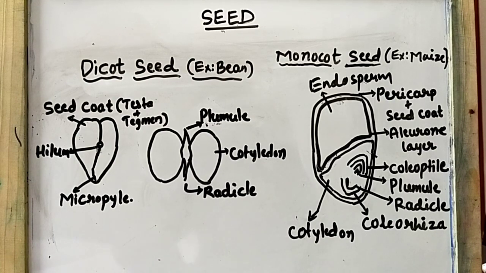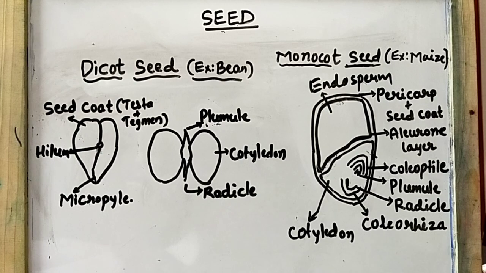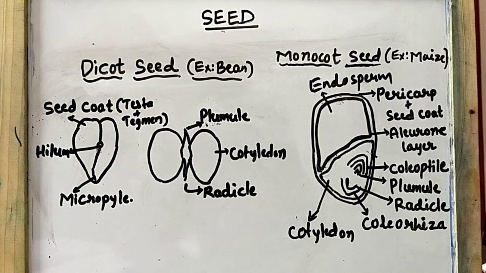A seed has different parts. When you see the seed, it has different parts. So what are the parts present in the seed? They are seed coat, one or two cotyledons, and an embryonal axis. The very first one is seed coat, the second is one or two cotyledons, and the third is embryonal axis.